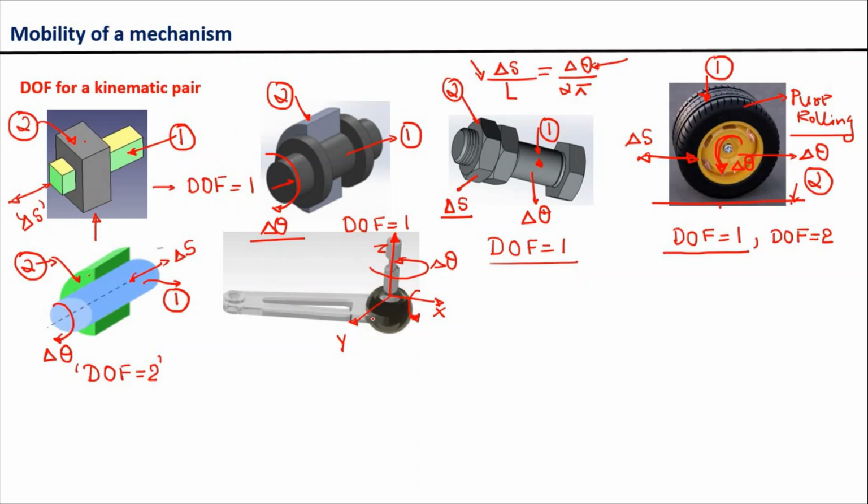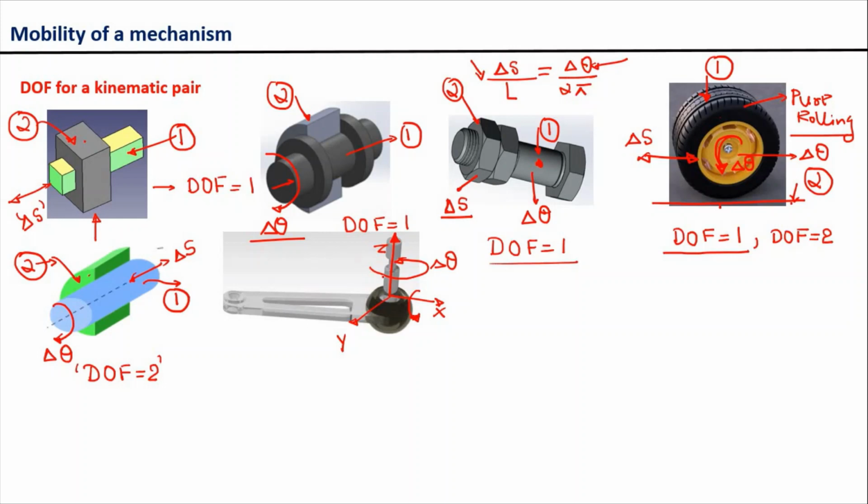Now let's see the example of a spherical joint. Here you can see a ball and socket joint. To establish the degree of freedom of a ball and socket joint, let us assume a three-dimensional Cartesian coordinate system such that one of its axes is aligned with the axis of the ball.